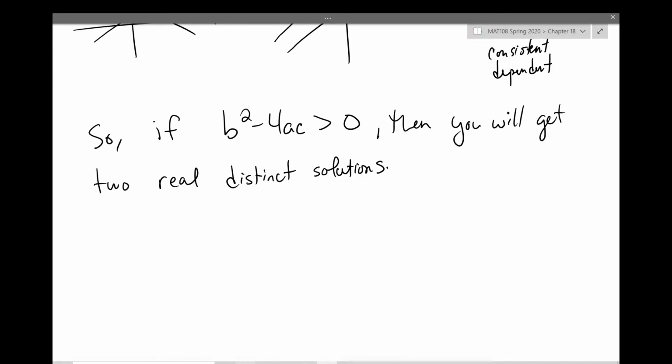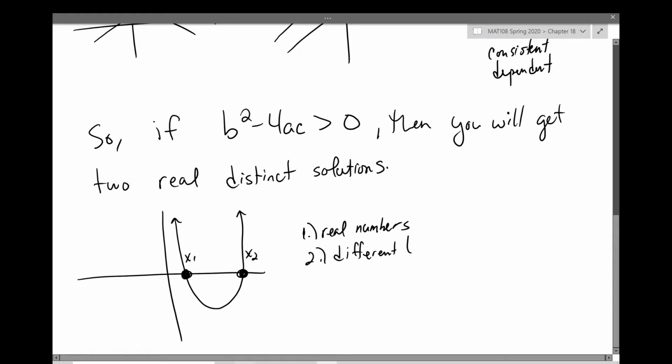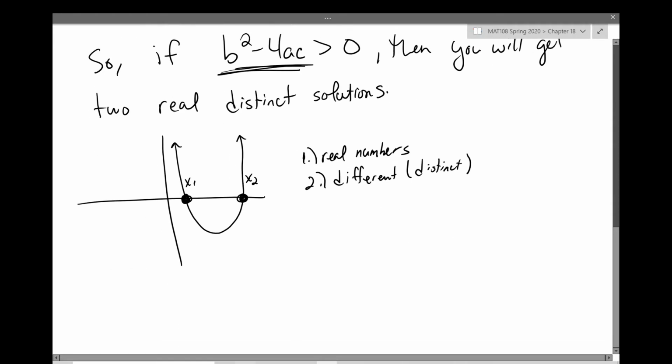Now, what does that mean? Well, if I were to graph this, there's my quadratic equation graphed. And if you notice right here and right here, that's x1, that's x2. Notice they are real numbers, and they are different. Another way to say different is distinct. So that's if your discriminant is greater than 0. That's your first type of solution.